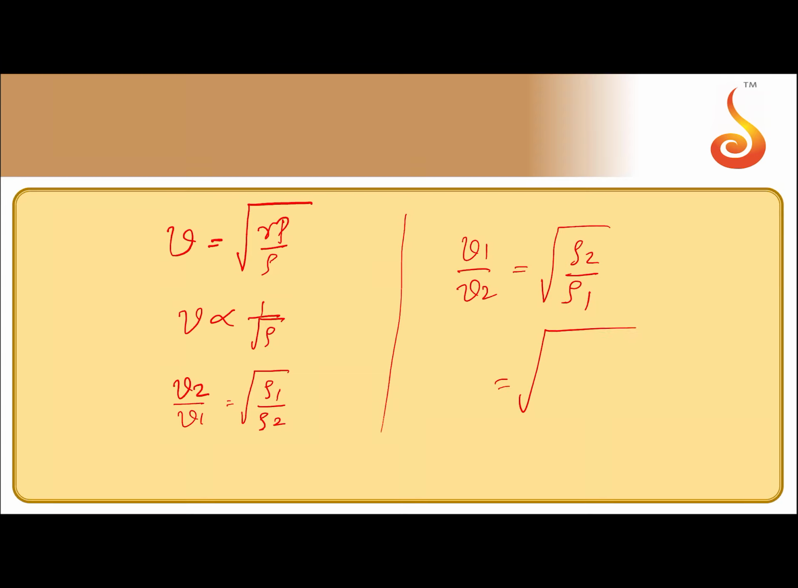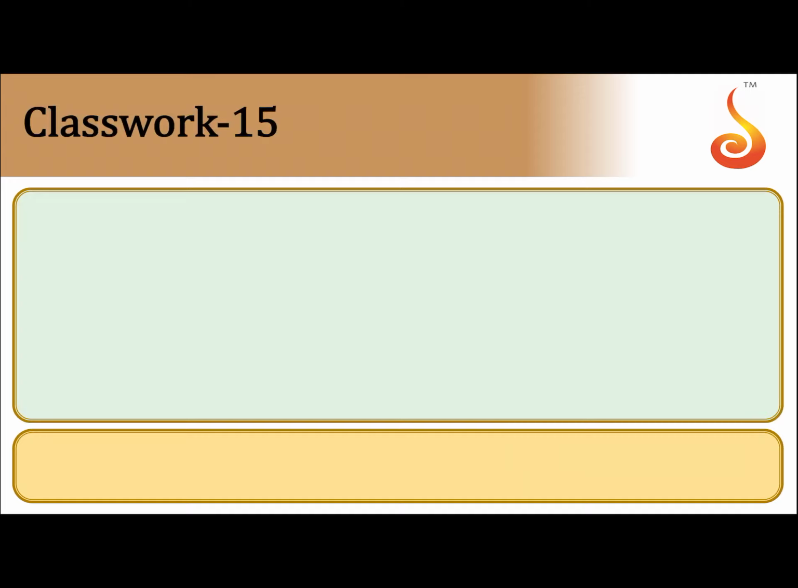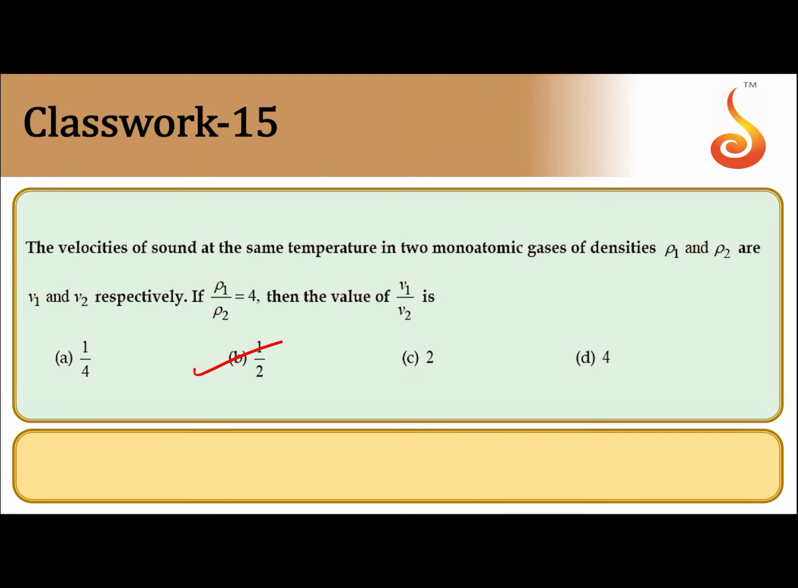And he says ρ2 divided by ρ1 is 1 by 4. The root of this is 1 by 2. So the ratio V1 divided by V2 is 1 divided by 2. Remember, it is V1 divided by V2, not V2 divided by V1.